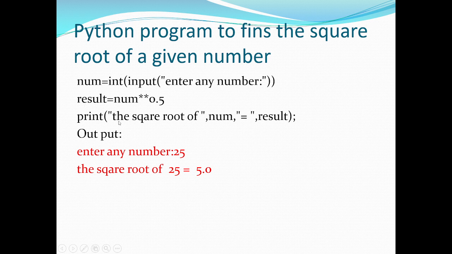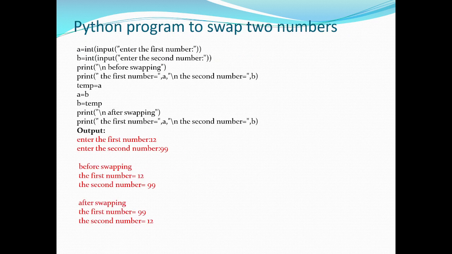Now I am writing the print statement. The text "The square root of" will be displayed as it is, whatever we wrote, then a comma. If I want to display the value, I use the variable called num, where num holds 25, so 25 will be displayed. Afterwards "is equal to" is displayed, later result. So the square root of 25 is 5. I didn't convert it into integer type, so I got 5.0. This is how we do the program.